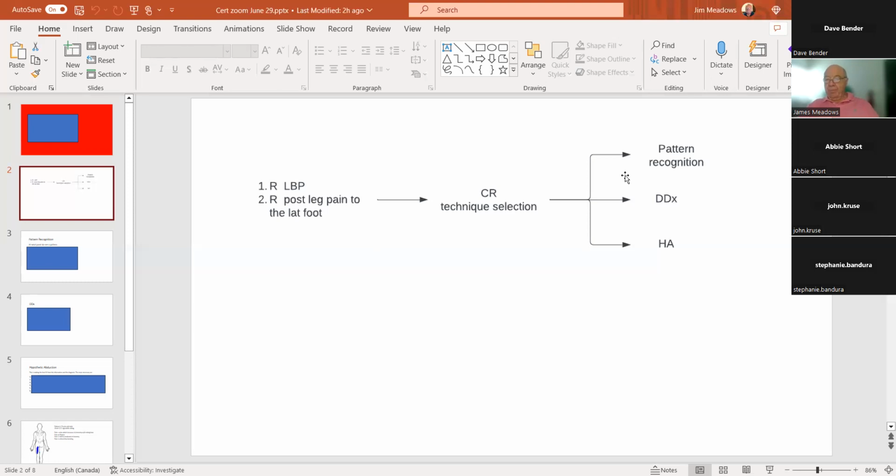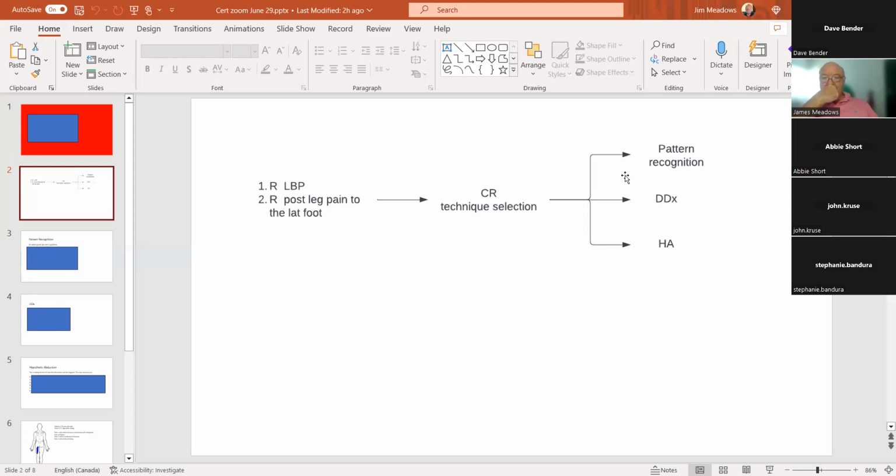Now, do you want to do it through pattern recognition, differential diagnosis, where you have to prove each differential diagnosis, or hypothetico-deduction, where you have to generate a hypothesis? So let's ask a selection of you. Abby, you're first on the list. Which one of those three types would you choose to use in this particular patient?